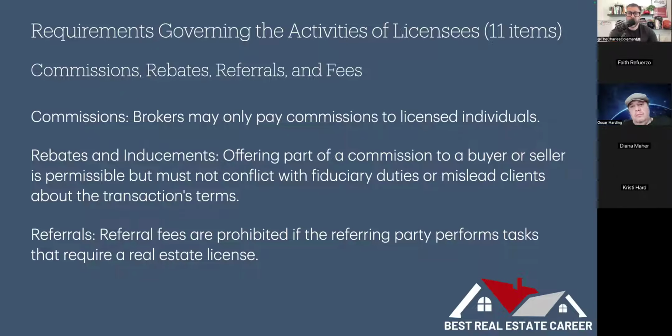Rebates and inducements. I think this one gets a little bit tricky. When you're working with a seller or a buyer, it is perfectly legal to rebate part of your commission back to them. So if you're working with a buyer, for example, this is kind of where I would see this show up. We're going to call it an inducement. What this looks like is that you're talking to this buyer and you say, hey, Mr. Mrs.